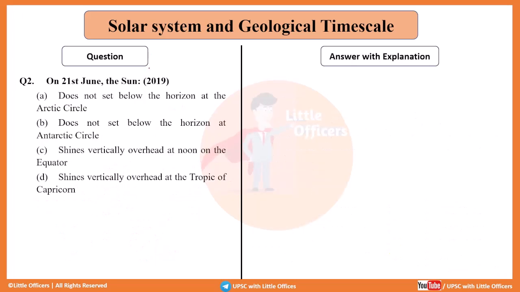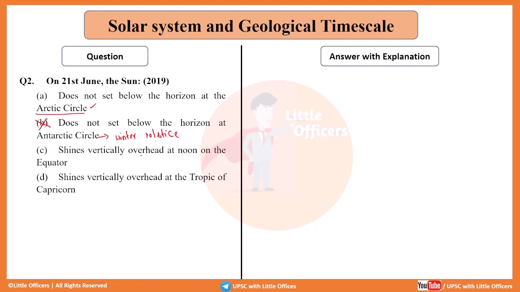So 21st June, what happens? The sun does not set below the horizon at the Arctic Circle. This is true because we are looking at the northern hemisphere, and the Arctic Circle is in the northern hemisphere. Does not set below the horizon at the Antarctic Circle. This is wrong, right? This happens when we are at the winter solstice.